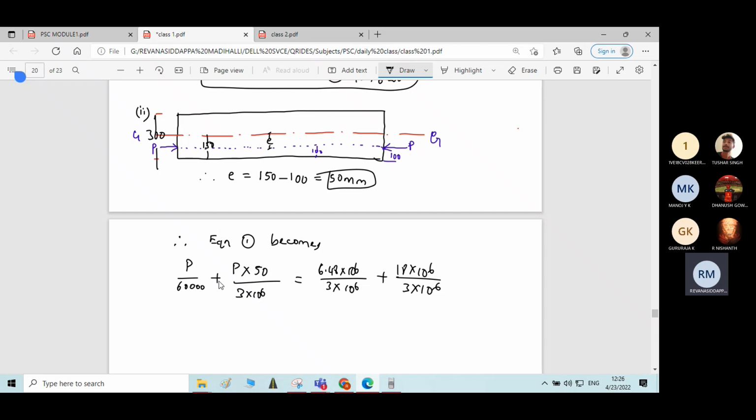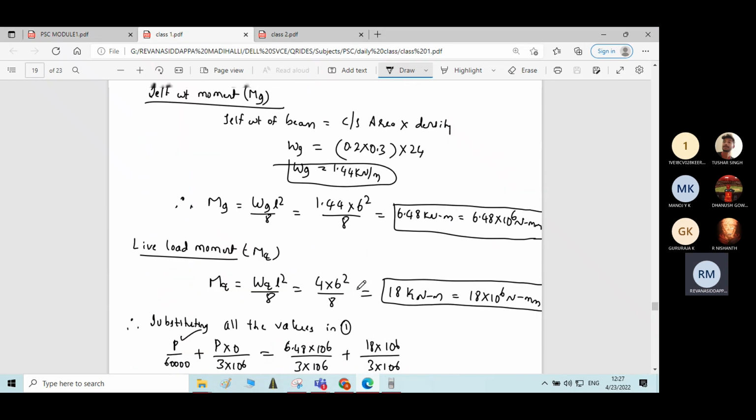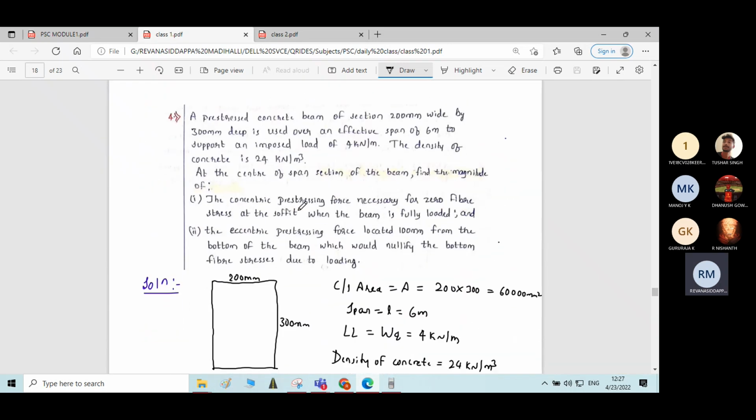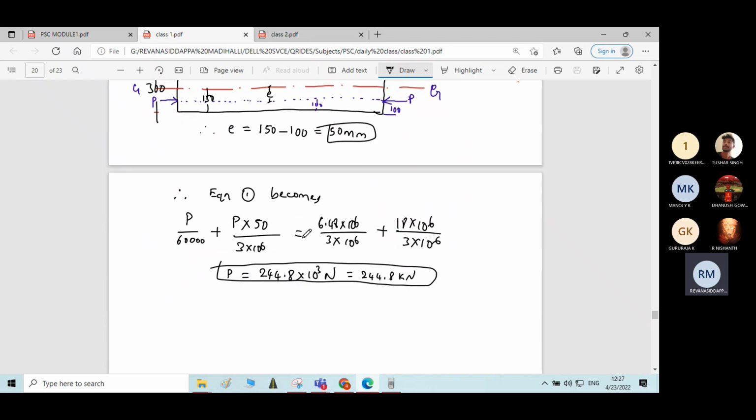In the LHS term, if you take P common and solve for P, the prestressing force you get is 244.8 into 10 power 3 Newton. In terms of kilonewton, it is 244.8 kilonewton. This is the answer we get. The only difference between the first question and the second question is that eccentricity is 0 in the first question, and in the second question we have an eccentricity of 50 mm. Calculation remains the same.